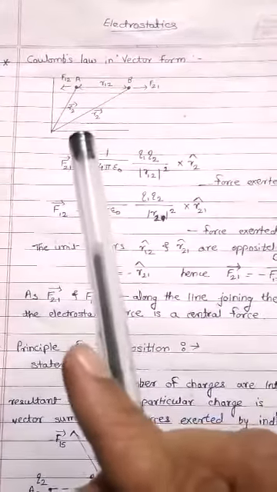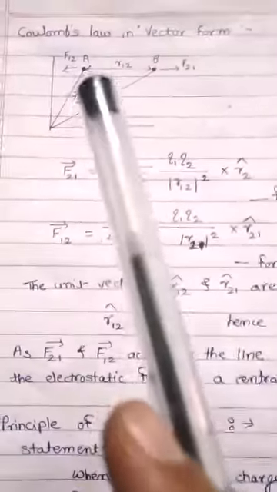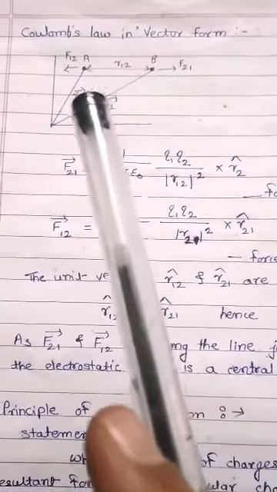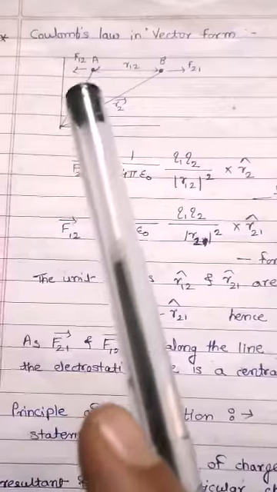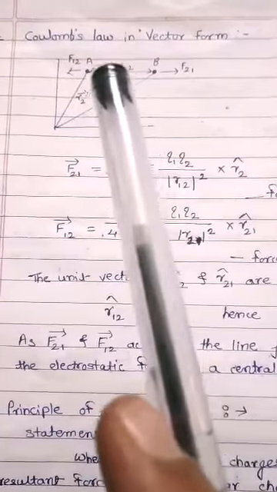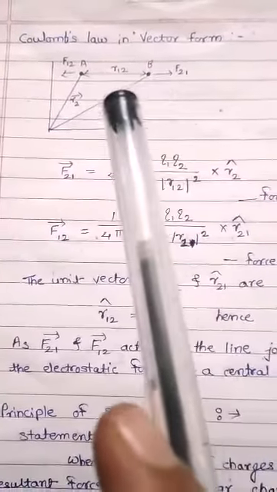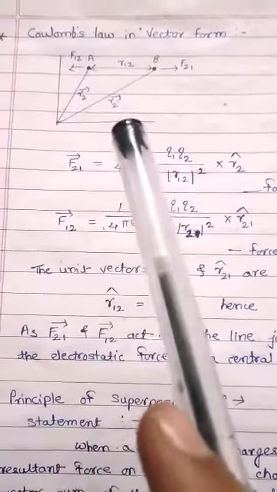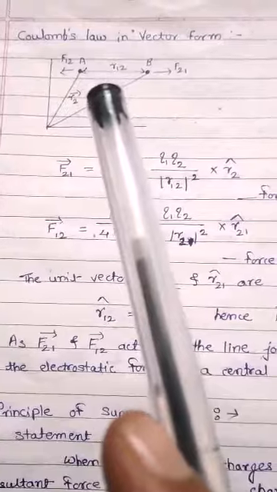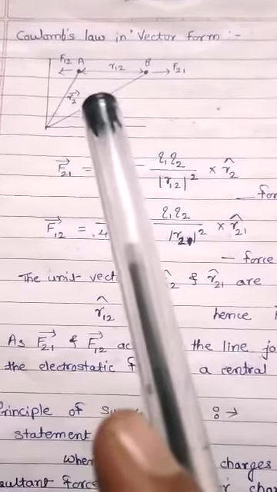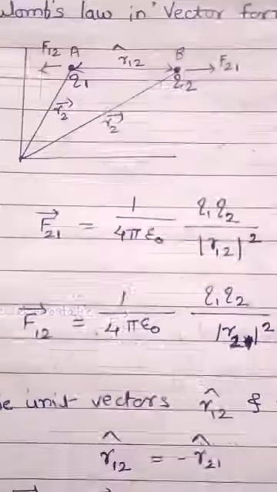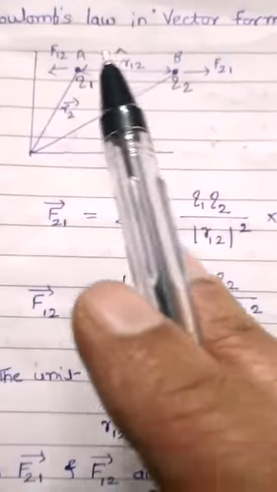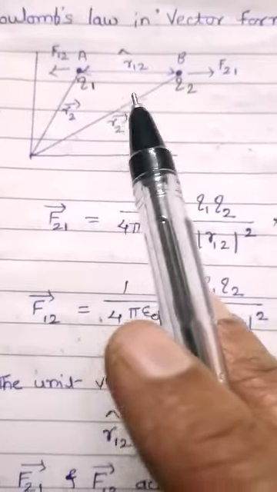As shown in the figure, Q1 and Q2 are two similar point charges situated at points A and B, and r12 is the distance of separation between them.